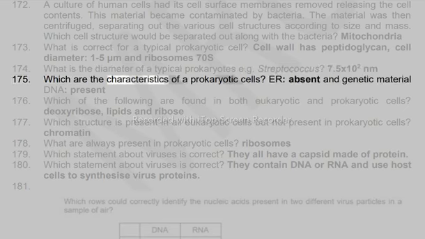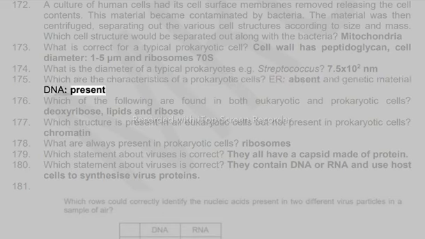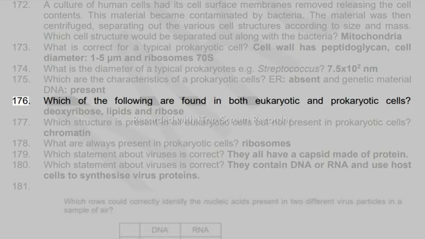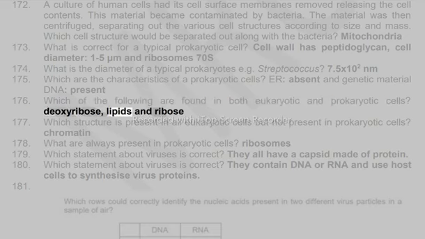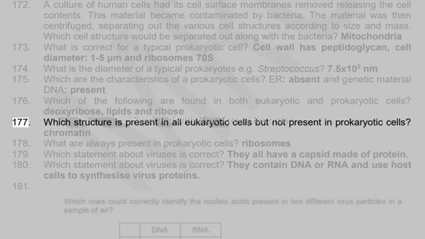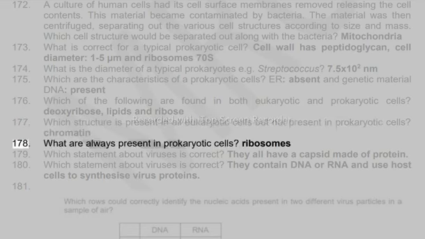175. Which are the characteristics of a prokaryotic cell? Absent, and genetic material DNA, present. 176. Which of the following are found in both eukaryotic and prokaryotic cells? Deoxyribose, lipids and ribose. 177. Which structure is present in all eukaryotic cells but not present in prokaryotic cells? Chromatin.